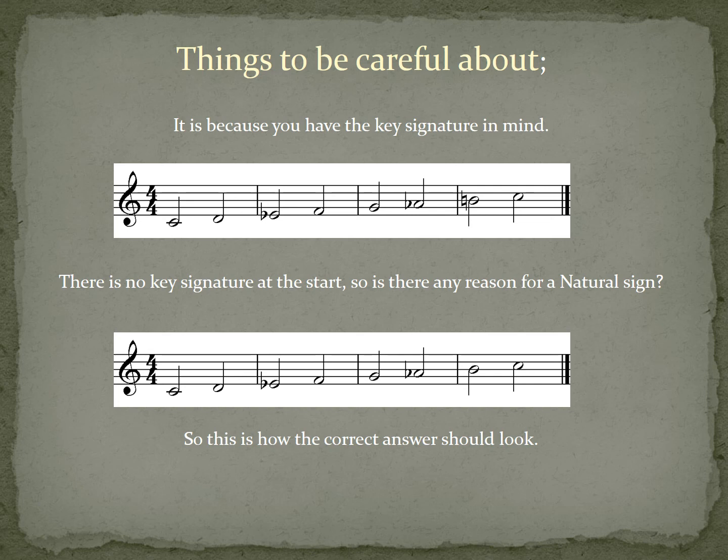Okay, so it should actually look like the second one. You'll notice the E flat is in there, the A flat is in there, and the B flat it would normally have, we're raising it to become B natural. We don't need to put the natural sign in because of course there isn't a key signature that tells us to flatten the B.